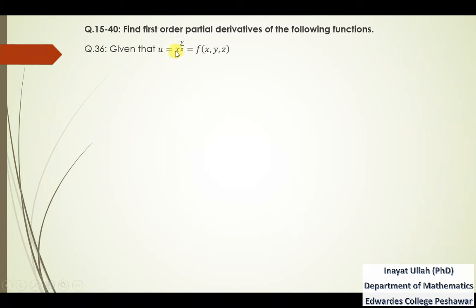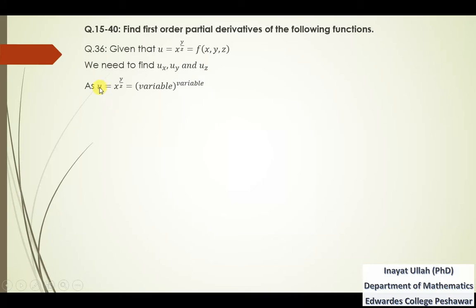So we see here that u is a function of x, y and z. u is a function of three variables x, y, z. So the first order partial derivative of u will be with respect to x, with respect to y, and with respect to z. Now we need ux, uy and uz.